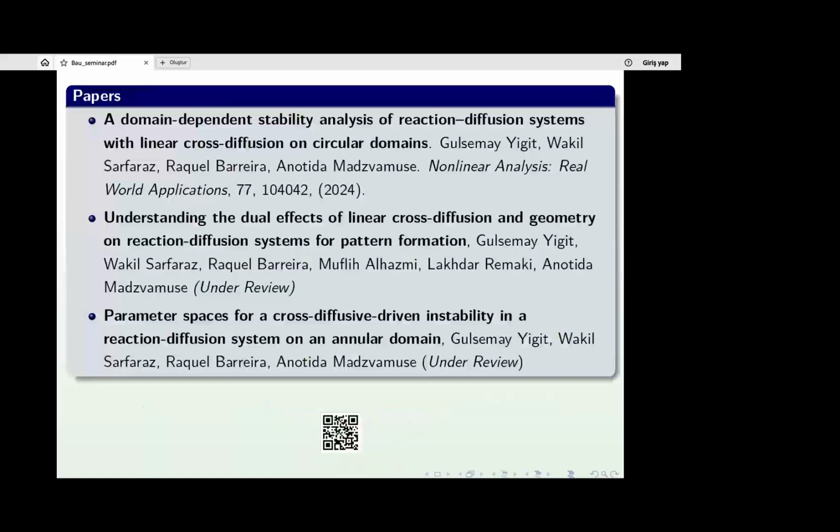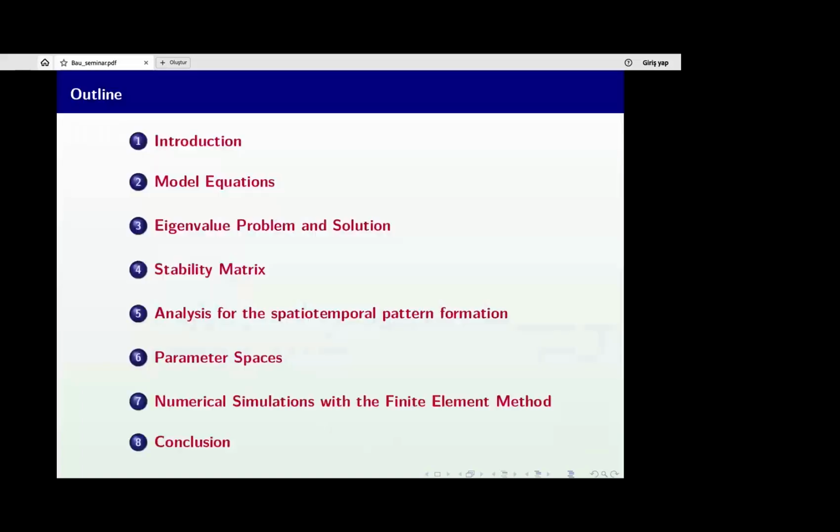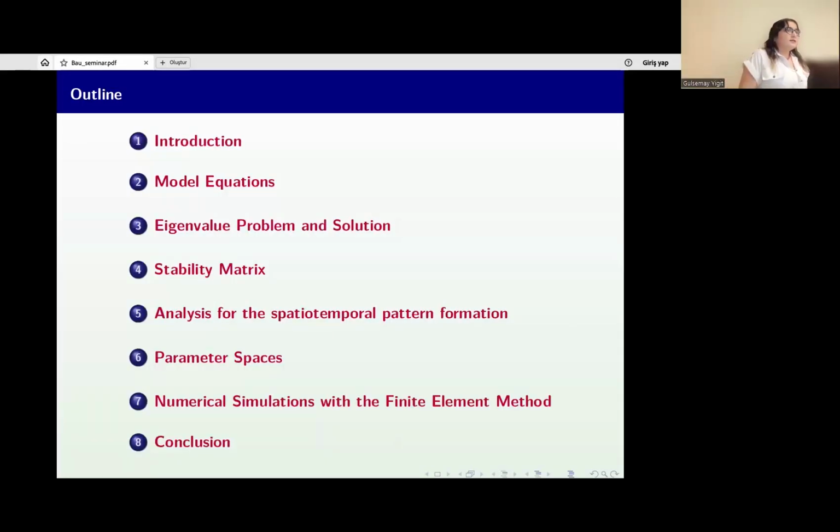Okay. So this talk is summarized from the three papers that you can see here. This QR code is linked to the published work. The first one has been published recently, and I will try to give you my observations, my findings, and my results related to these three papers.